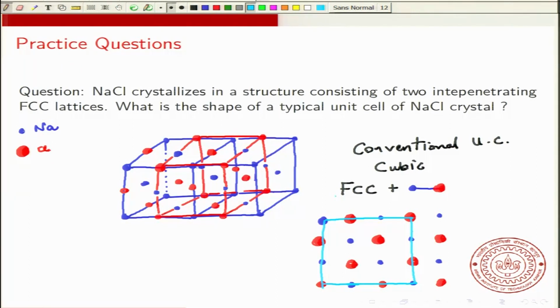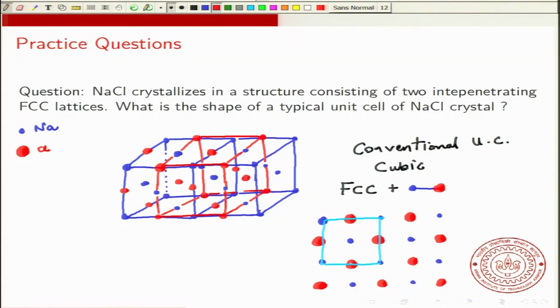Okay, that would correspond to this FCC with a 2 atom basis. So we should be a little more careful. Actually, this is what will correspond to an FCC with a 2 atom basis. Okay, so this will be an FCC with a 2 atom basis.